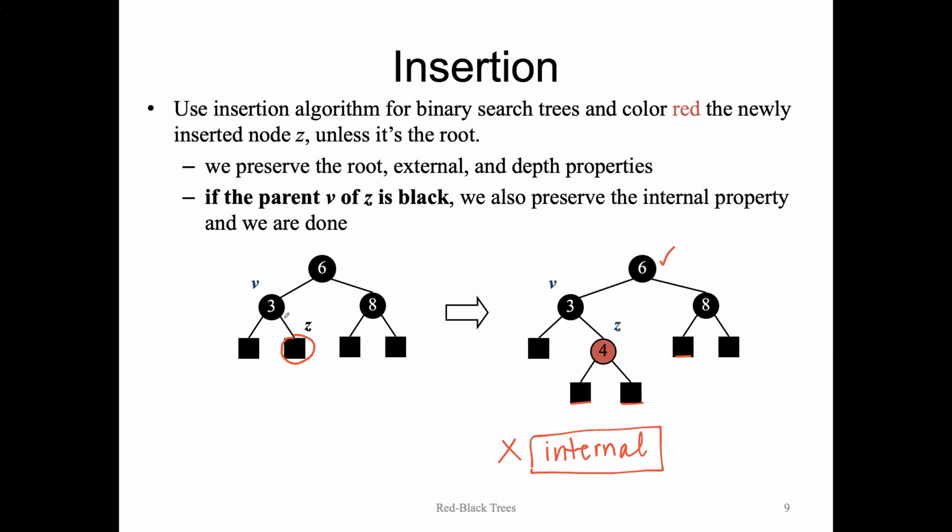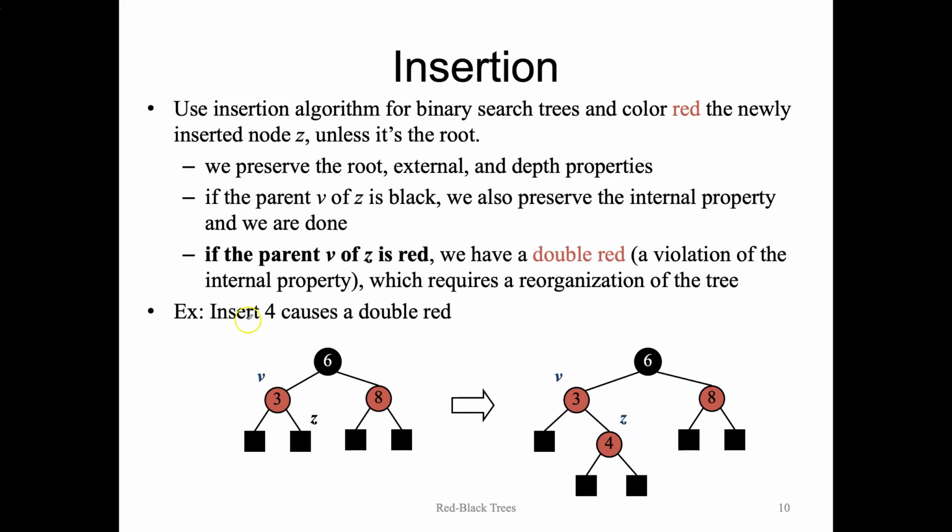But it does become problematic when we try to insert where the parent node is also red. So again, we're maintaining the root, external, and black depth properties that we have. The only thing that we might violate is the internal property, which says that any children of a red node must be black. And this can happen if where we go to insert a node, its parent is red.